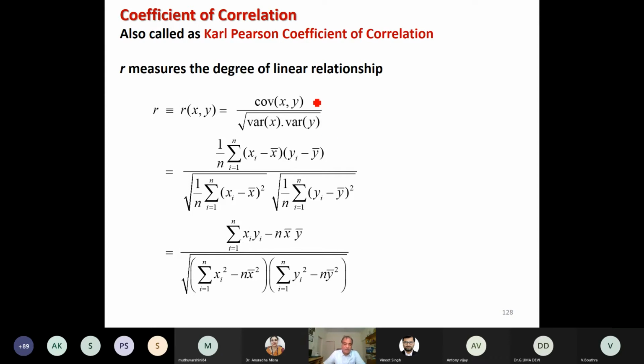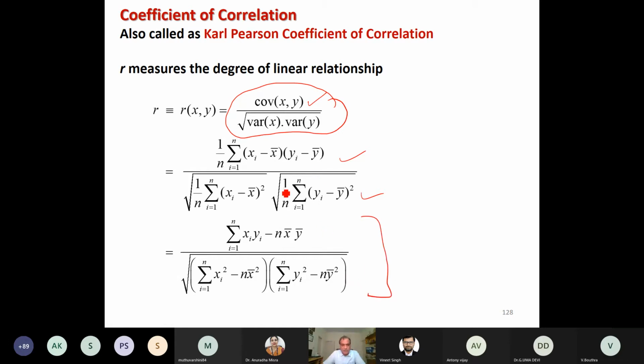So we are looking into this aspect, and considering this aspect, a measure of the degree of linear relationship is defined like this. Simply take the covariance between x and y divided by the standard deviation of x and the standard deviation of y, or it is the square root of variance of x and variance of y. If you write it down in basic form, it will come like this.